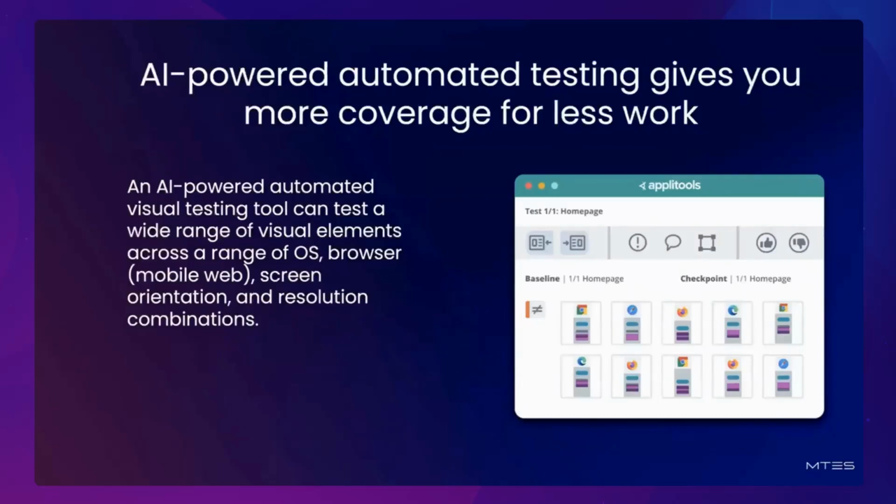An AI-powered approach to automated visual testing gives you complete coverage for less work. An AI-powered visual test can test a wide range of visual elements across a wide range of OS, browser for mobile web, screen orientation, and resolution combinations because of the intelligence of the algorithms to handle both static and dynamic data, and also be able to handle the inherent changes that are only perceptible to a human.